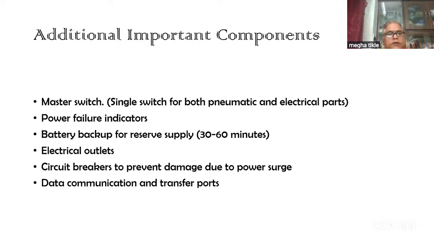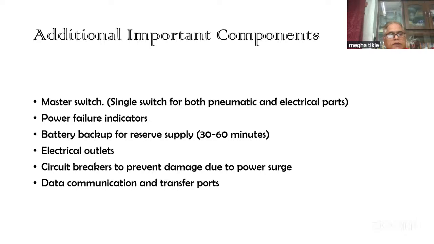Other additional important components in new workstation is a master switch. There is a single switch for both pneumatic and electrical parts. So once you start the machine, both the electrical displays and the pneumatic system start. There is a power failure indicator and a battery backup reserved for 30 to 60 minutes. It has multiple electrical outlets for your monitors and other added devices that you would like to add to the machine, say infusion pump or something. Circuit breakers to prevent damage due to power surge, as these are microprocessor controlled machines most of the time. And a high power surge usually leads to damage in the system and may prevent an optimal use of the machine.